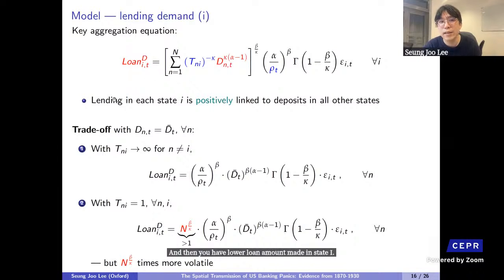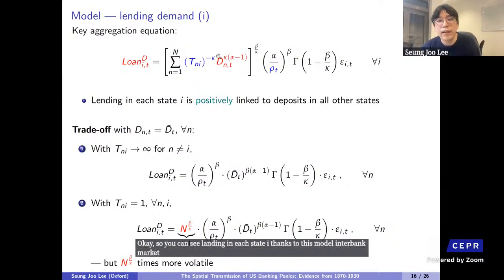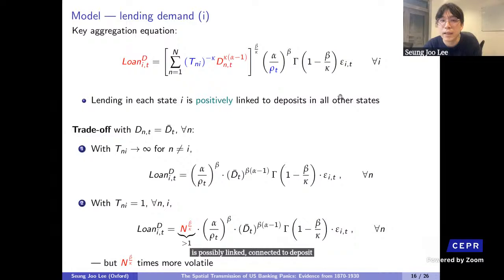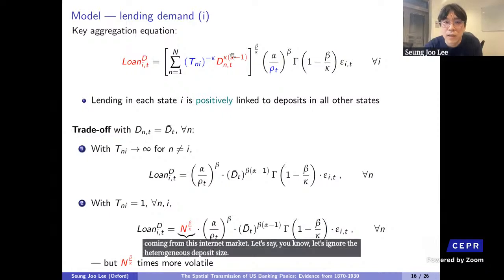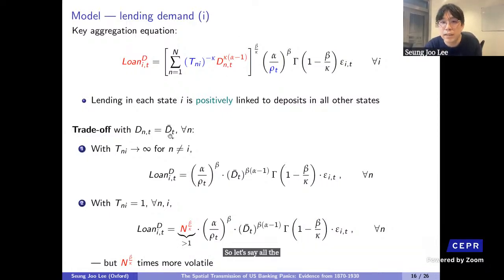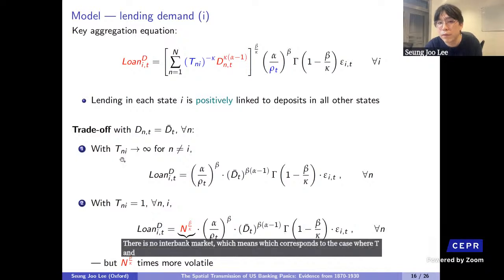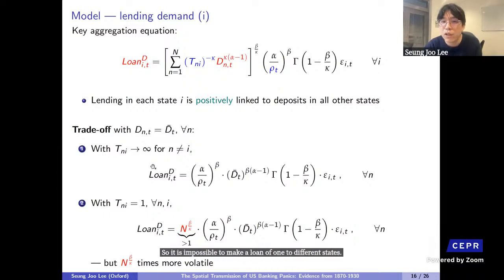So you can see lending in each state I, thanks to this interbank market model, is possibly linked, connected to deposits in all the different states. And then you can see from this equation a beautiful trade-off coming from this interbank market. Let's ignore the heterogeneous deposit size, so all the states have the same amount of deposit. When there's no interbank market, which corresponds to the case where T_NI goes to infinity for different states N and I, it is impossible to make a loan to different states. Then loan demand is determined by this. This is kind of a benchmark.